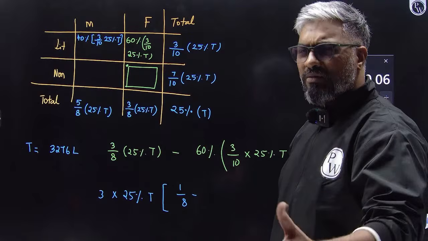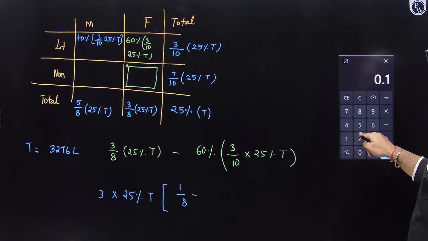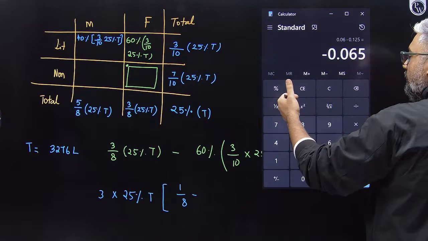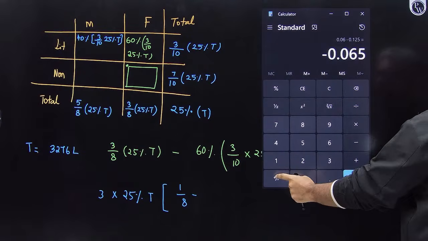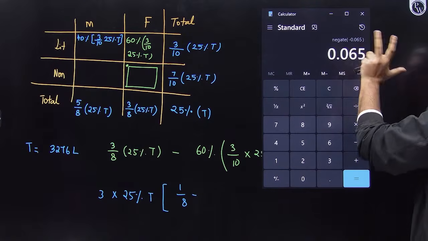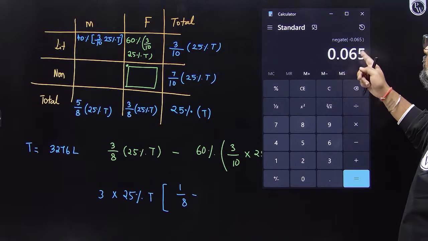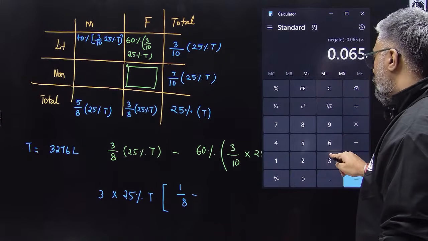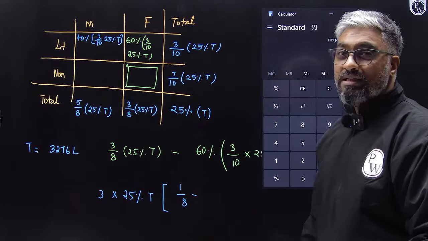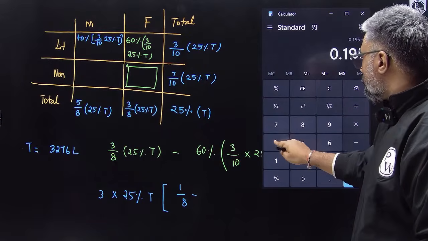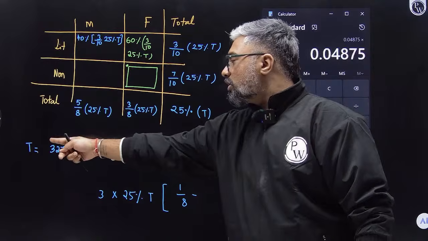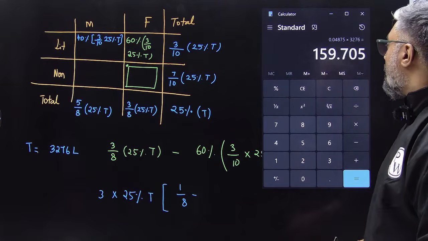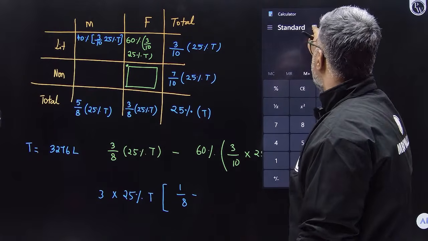1/8 I know is 0.125. This gives me a negative value. I don't need negative, I need the positive value of this. That's where the plus-minus sign comes into play. If I click this, it becomes plus. That's it. So 0.065 of this value I need to do. Now I can directly do it: into 3, and 25% means by 4, into whatever my T was. T is 3276. How much? 159.705. So my final answer comes up to what?